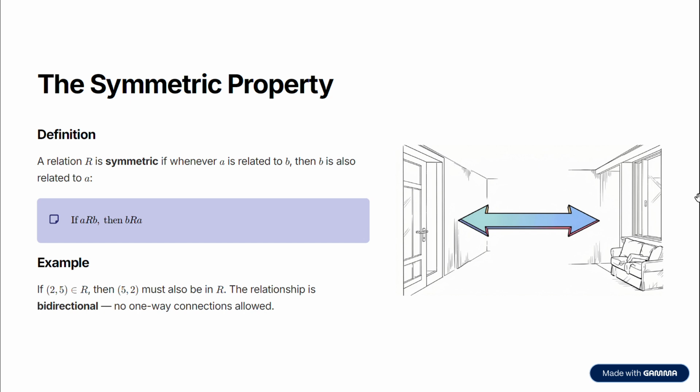The second is symmetric. A relation R is symmetric if whenever a is related to b, then b is also related to a. For example, suppose I have the ordered pair (2, 5) in the set R, then (5, 2) must also be in R. The relationship is bidirectional, so no one-way connections are allowed.